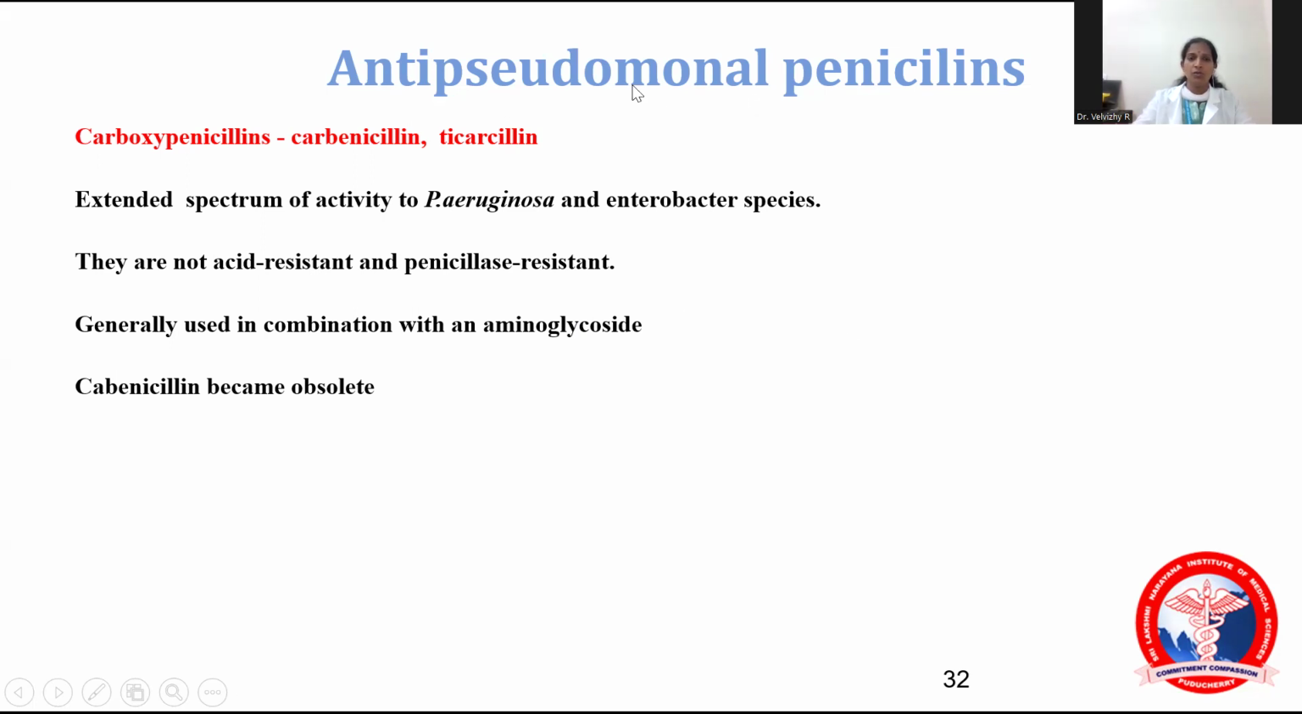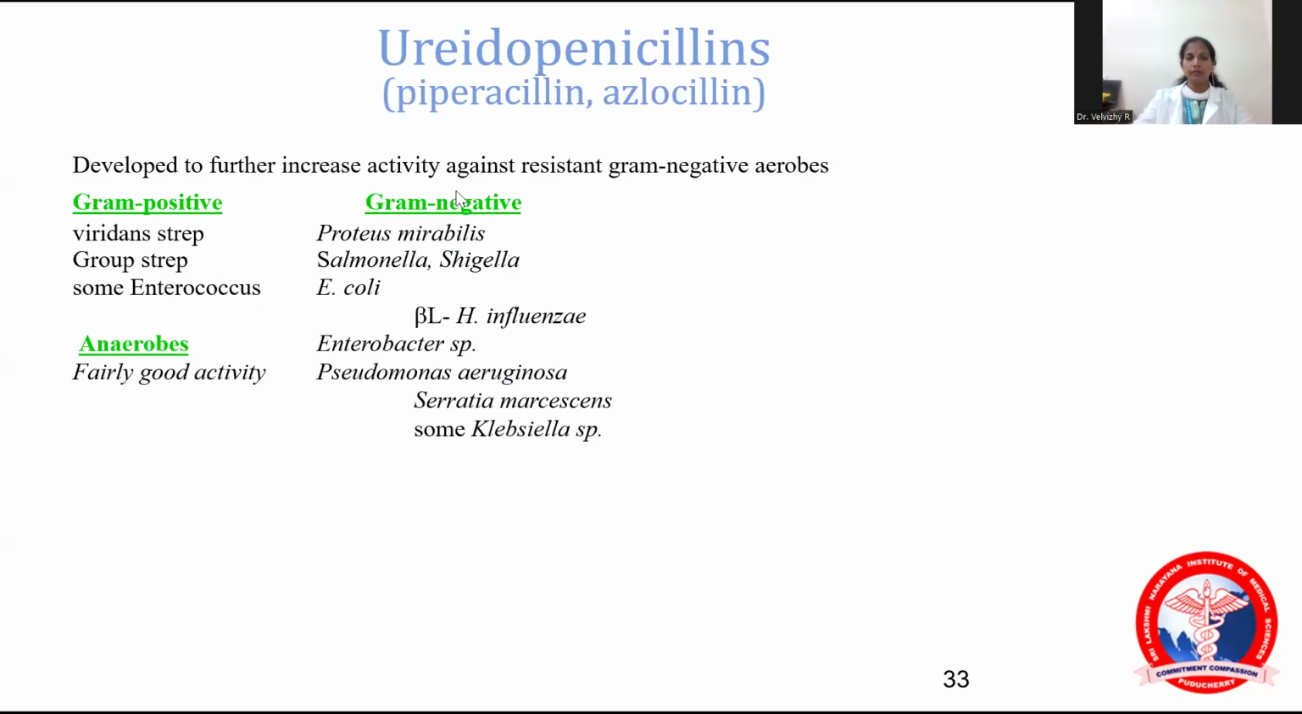Usually in order to improve the effect, we use this penicillin along with aminoglycosides to have better extended broad spectrum coverage. Then ureidopenicillin, we have piperacillin and azlocillin. These are also active against gram positive, gram negative, and Pseudomonas.